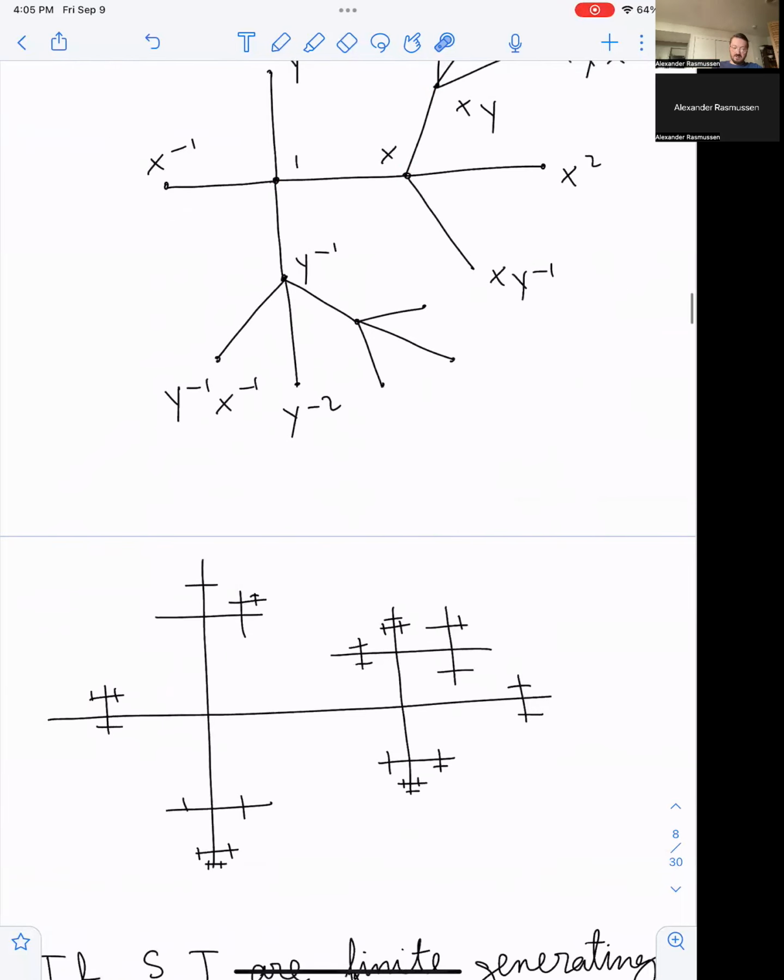Here's another picture of it. So it's just an infinite 4-valent tree. Every vertex has valence 4.